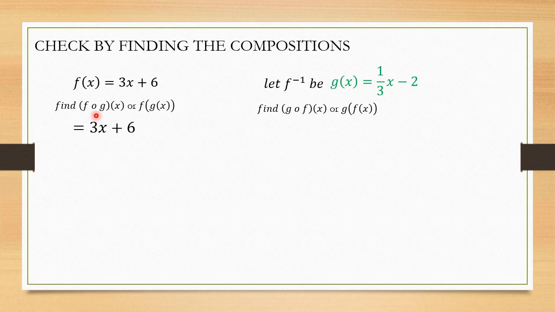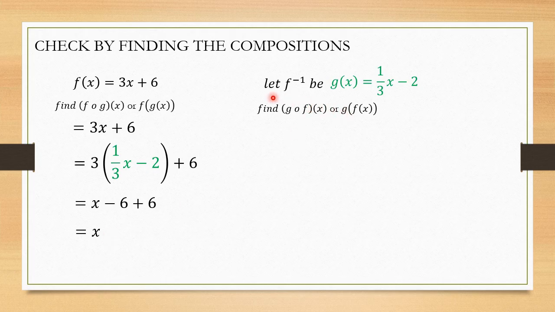For f of g of x, we have 3x plus 6. So we are going to replace the variable x with our obtained inverse kanina. So we have 3 times 1 over 3x minus 2 plus 6. So 3 times 1 over 3, or 3 times 1, that is 3 divided by 3, that is 1 times x na lang ang matitira. Then 3 times negative 2, it will become negative 6 and then plus 6. So negative 6 plus 6, that is 0. So what we have left now is x.